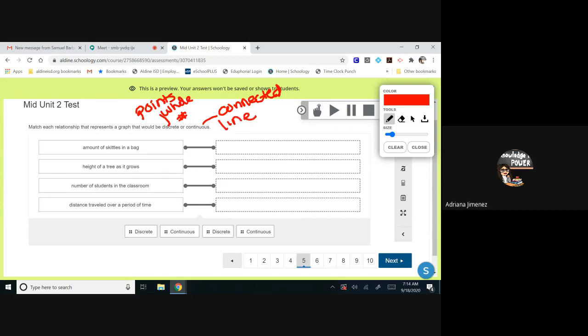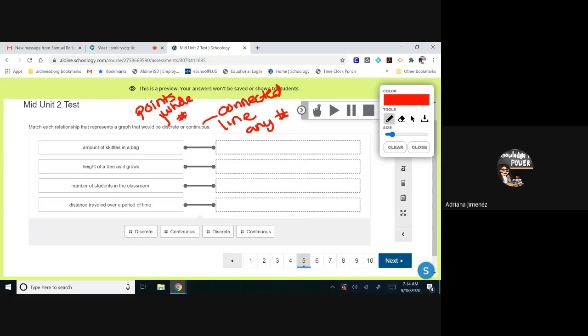All right, connected line, any number. Okay. So for discrete, I can only use certain numbers. Sometimes they're only whole numbers and no negatives, no fractions. And continuous is a connected line. That means I can use any number I want. So we have to read through the questions and figure out which one of those would be discrete or continuous. The amount of Skittles in the bag.